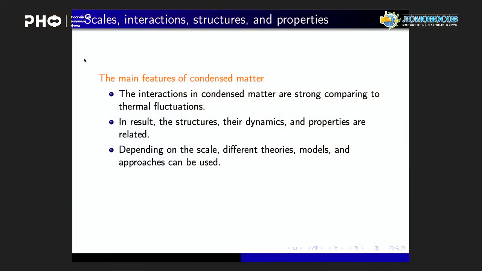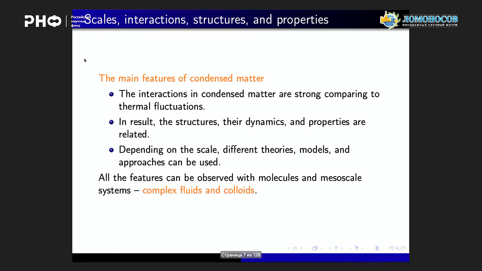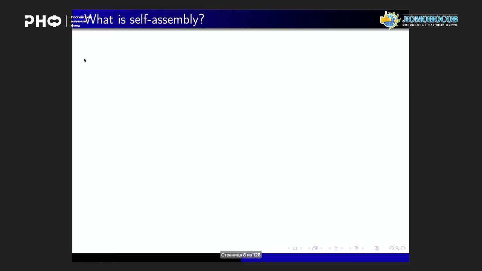Depending on the scale, different theories, models and approaches can be used. All the features that can be observed with molecules can also be studied in mesoscale systems, and we can use complex fluids and colloids. These are systems of microparticles dispersed in fluids.